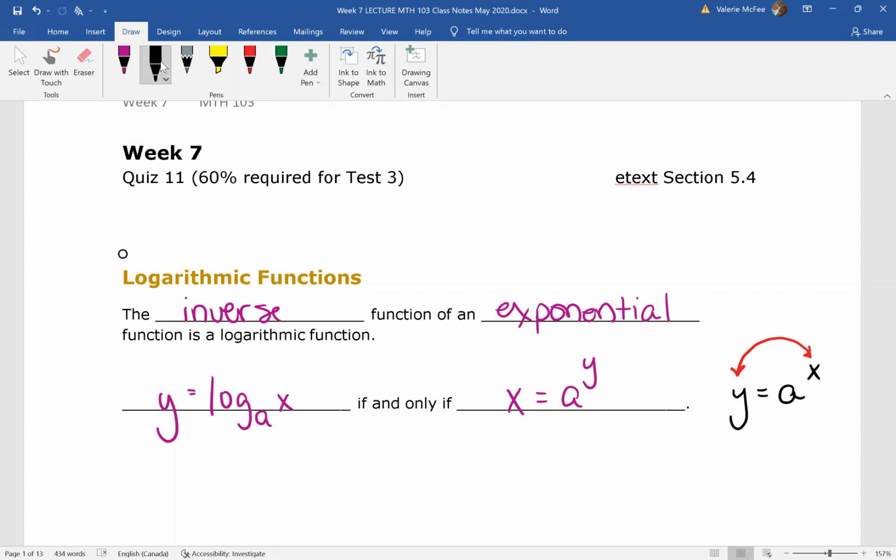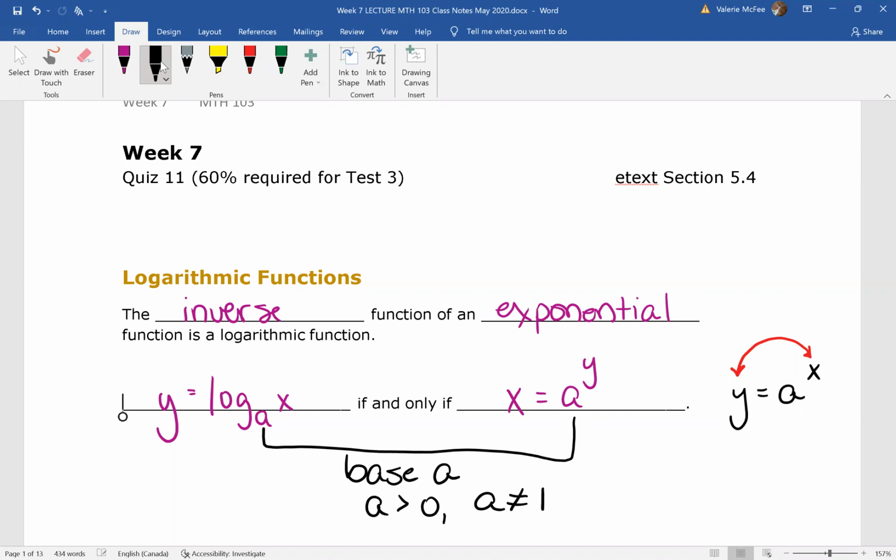There are a couple of things to notice. They both have a base a. And remember the restrictions on a. a has to be greater than 0. a cannot equal 1. That's true for exponential functions. It's also true for log functions. I also want you to notice that the answer to a log is the exponent here. And x in a log we call the argument.